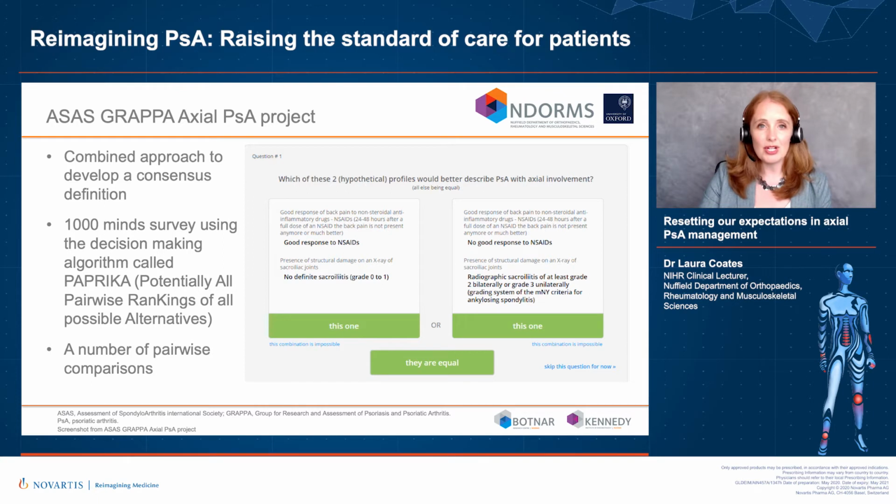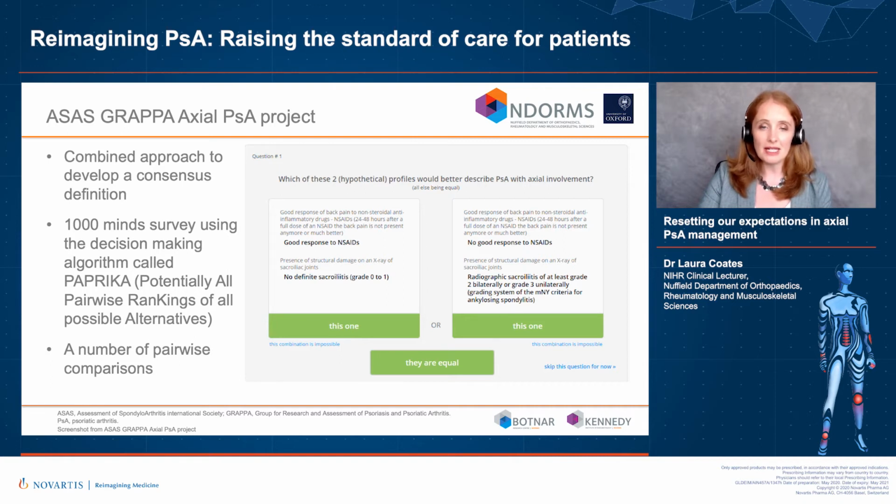Now, there's a large project currently underway, which we hope will help us in the future with exactly this problem. The ASAS group and the GRAPPA group have come together to look at the definition of axial psoriatic arthritis, as it clearly falls in the overlap between these two societies. The first project looked at a 1,000 Minds survey, comparing different clinical vignettes of patients and asking experts from both the ASAS and the GRAPPA group to vote on the items that they thought really helped to make a diagnosis.